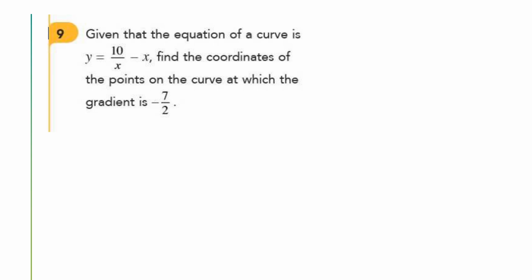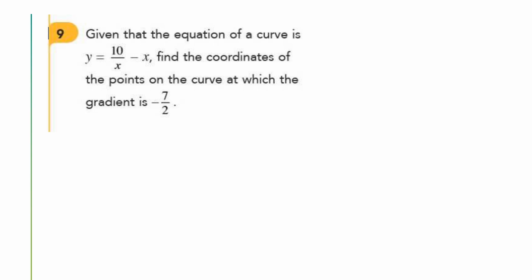Right, so we have done simple applications, and then we proceed on to find gradients of the curve at certain point. So for question 9, you will see that it's slightly different. Okay, it's not so straightforward by finding gradient at a certain point. In this case here, you're given the gradient, and then you're asked to find at which point of the curve that will give you the gradient negative 7 over 2.